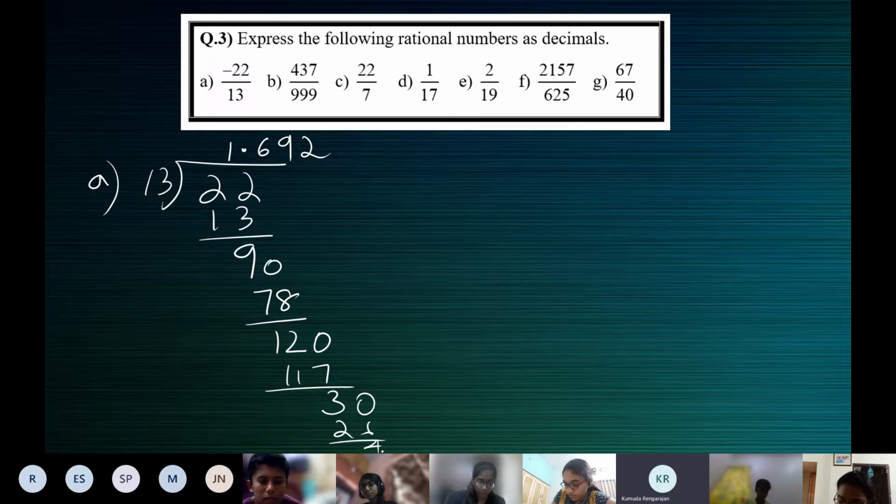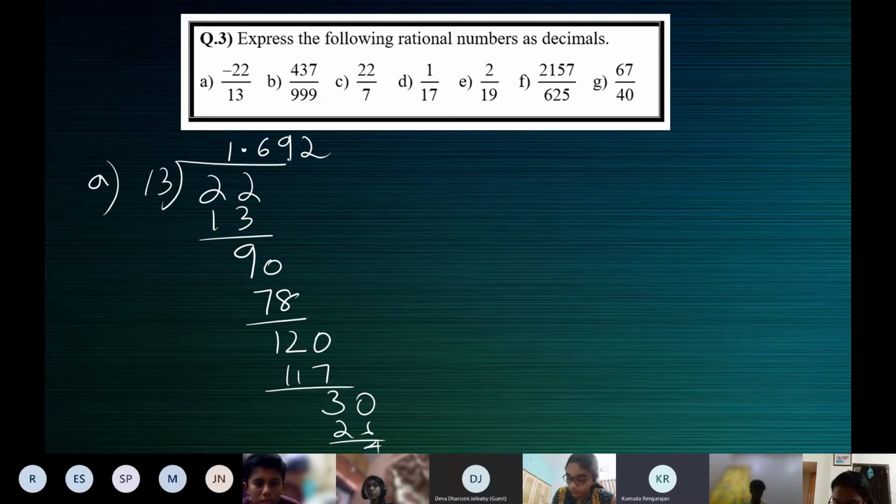So you need to go on like this. Now your question is, this division will not come to an end, so you will go on and on. So when do you stop? When you see a digit or a set of digits repeating in the quotient, you will see the remainders repeating.